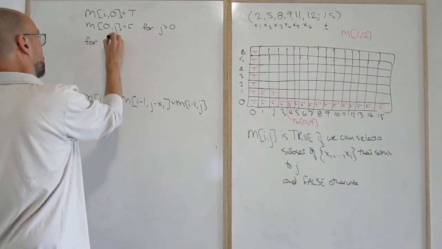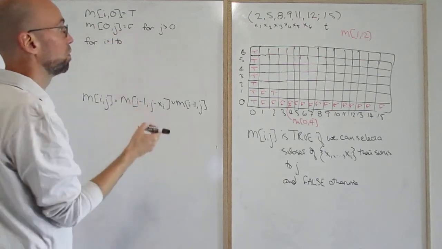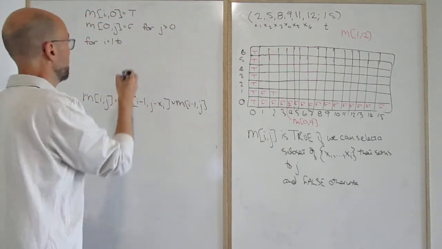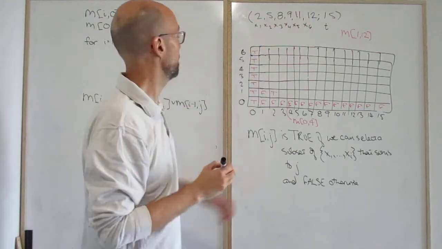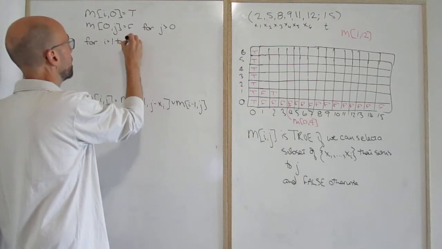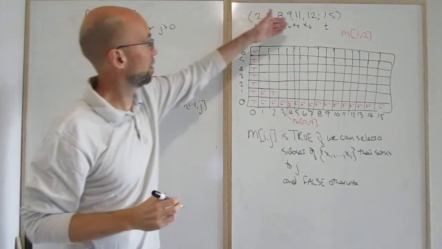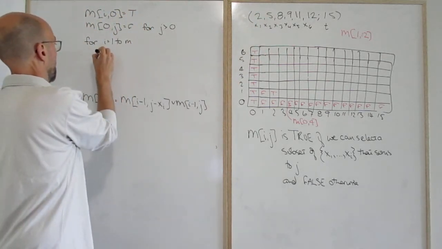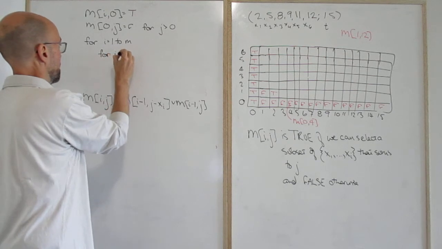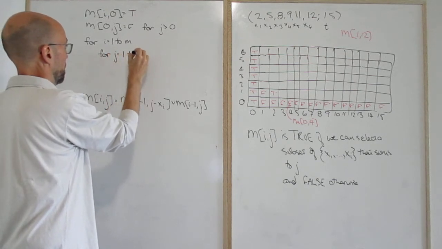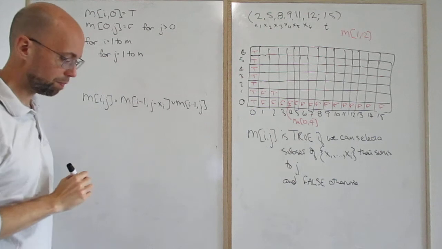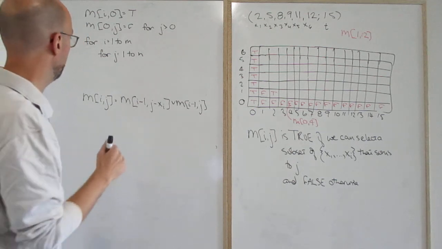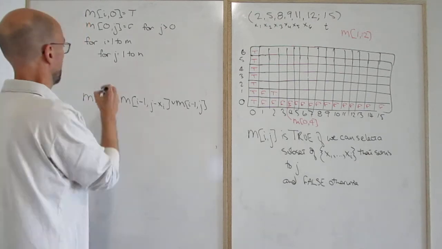Now, for i equals 1 to, what are we going to say? Let's say that this is m. Let's say that we have m elements. m is the number of elements that we're allowed to choose from. For j equals 1 to n, okay. Now we get this thing.